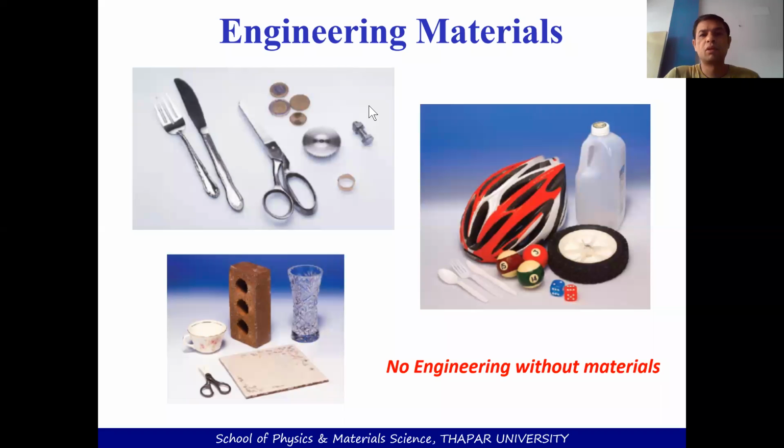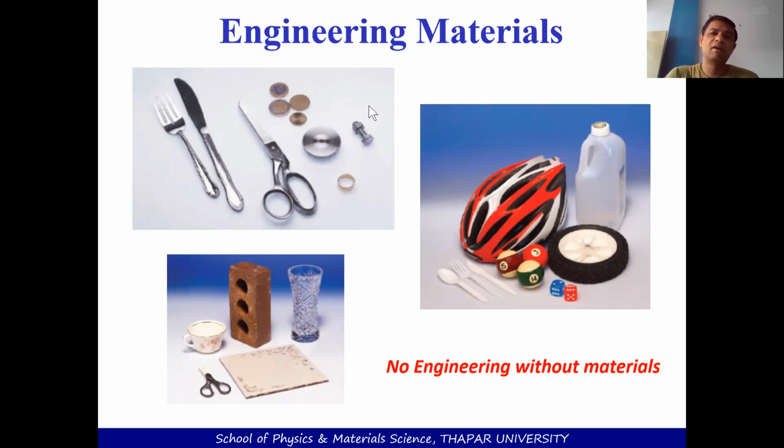And now we have some 100 plus elements, and if you mix them in different proportions, you can make compounds which are infinite in number. So we have a very diverse world of material. And when we say we are going to study materials in this subject, it is impossible to cover such a diversified, distributed category of the system that exists.